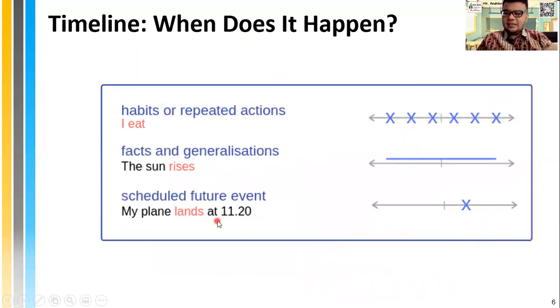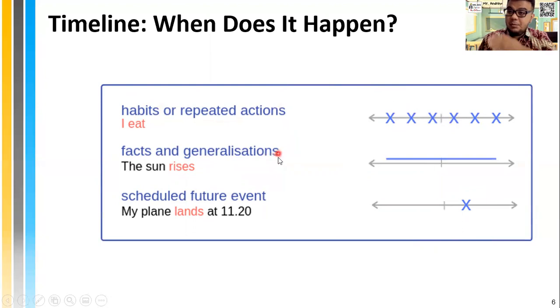Let's visualize the timeline using this line. When does the present simple tense happen? It happens for habits or repeated actions. Look at this X. What does it mean? X, X, X, X, X. It means that it's a habit. What is a habit? A habit is a repeated action, right? I eat, I eat, I eat, I eat.